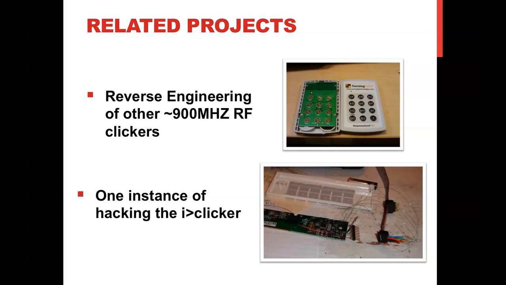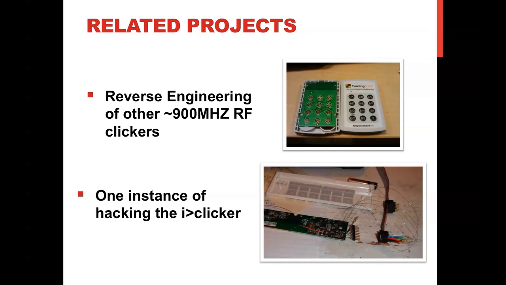So before starting our project, we decided to scour the internet and see what sort of related projects we were able to find. As shown in the first picture here, we were able to find a few instances of reverse engineering other 900 MHz RF clickers. However, they differed from the iClicker considerably, as of course, the code base installed upon the clicker was nowhere near that of the iClicker from what we could see from our preliminary studies.